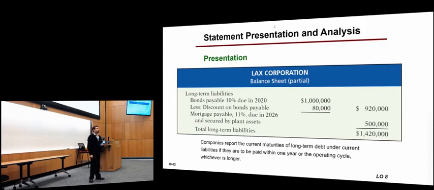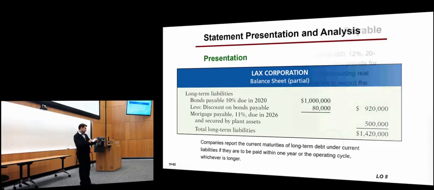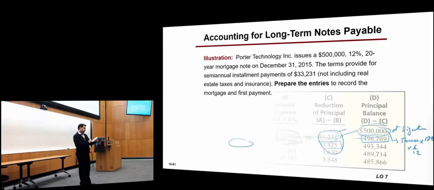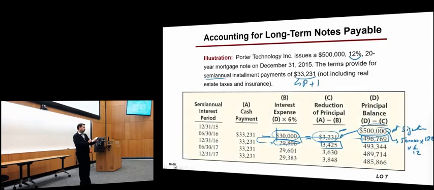We were talking about liabilities. Last time we stopped here where we were talking about long-term notes payable, and we learned how to calculate both interest expense and how to calculate the reduction in principal. The payment is always the same. What changes is the composition, basically the part of each component.